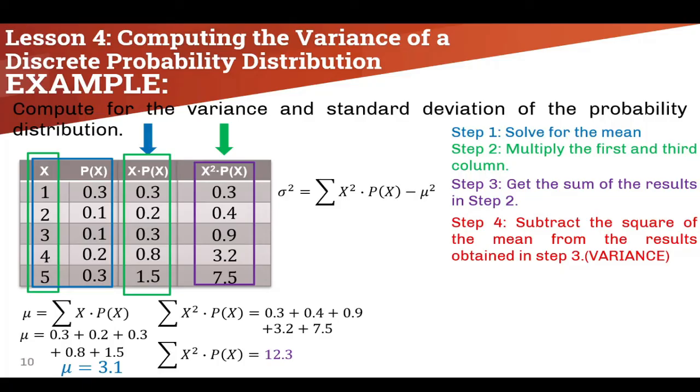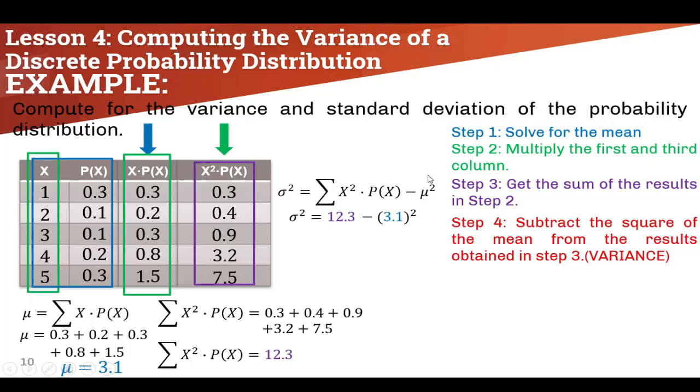The summation of x squared times px minus mean squared. So, paano yan, sir? Ito yon. So, apply na lang natin. Then, yung mean natin, 3.1, i-square lang natin. Take note, difference ng dalawa. Etong part na to, eto yon, yung 12.3. Saan nakuha yung 3.1? Iyan yung kinompute natin ng mean kanina, i-square lang natin.